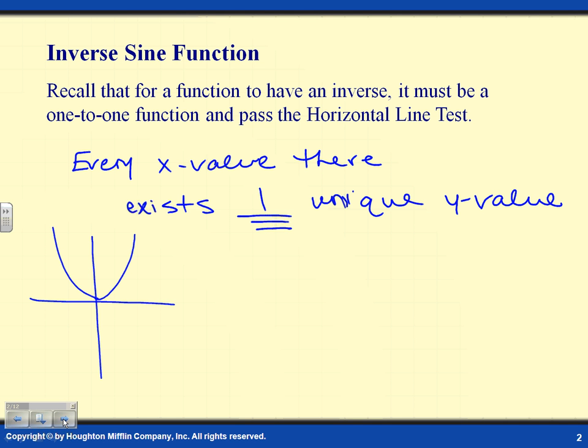Parabola. If I have y equals x squared, when x is 2, then y is what? 4. When x is negative 2, then y is 4. Does the value 4, which is the y value, go to one unique x value? No, this is not 4 goes to 2. 4 also maps to negative 2. The x's are different, but the y value of 4 is the same.